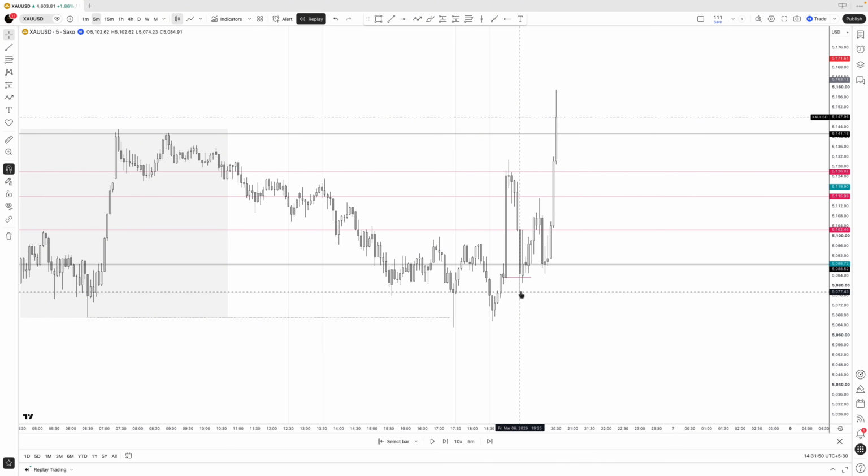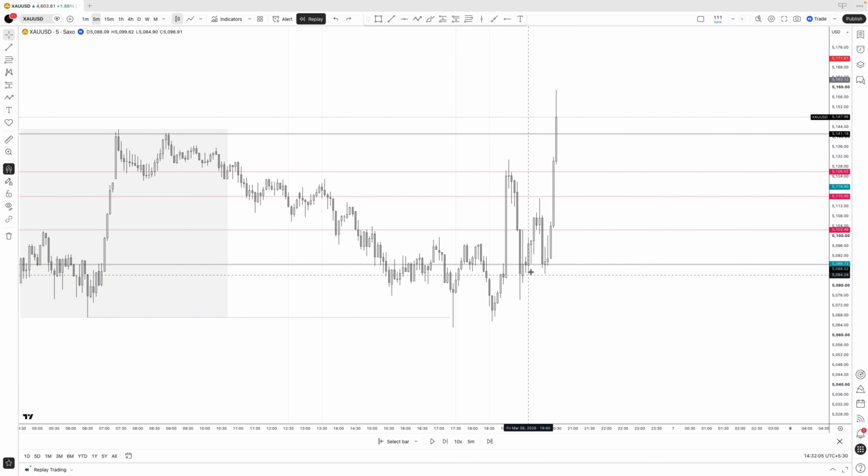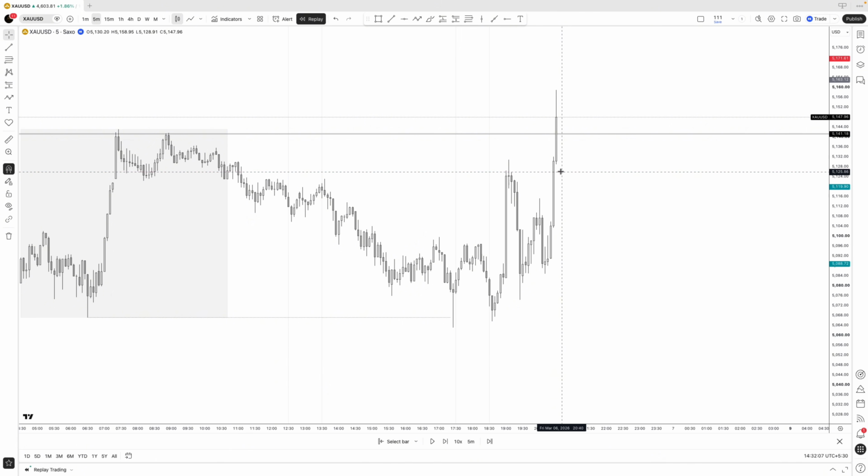So there were no confirmations here, so we did not take any trades, and price just started going straight through those levels. So we did not take any trades. There were no trades on this day. So let's delete all the levels and let's wait for the next day.